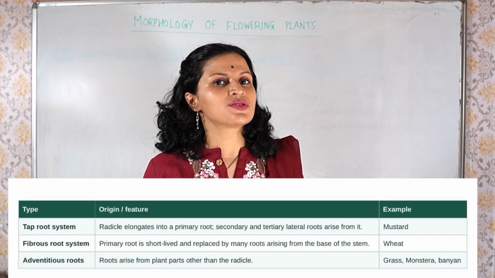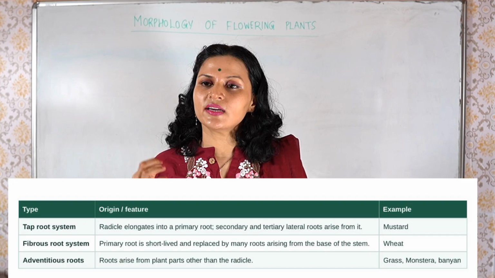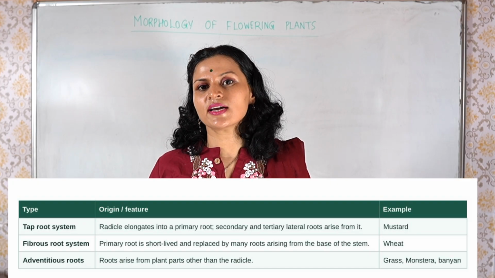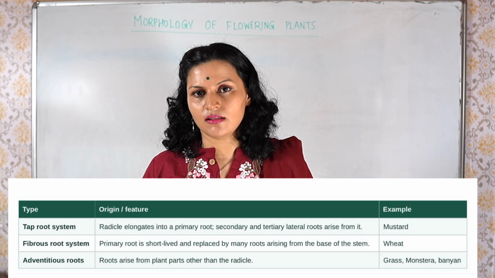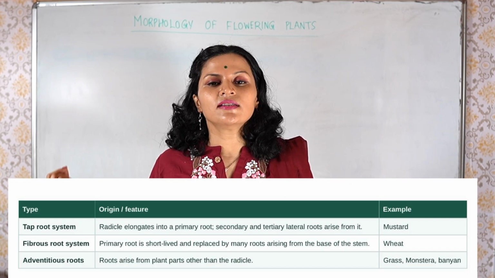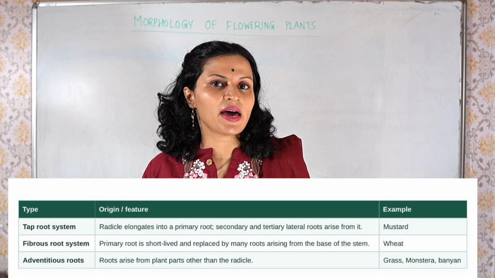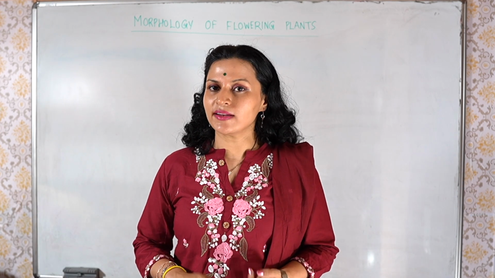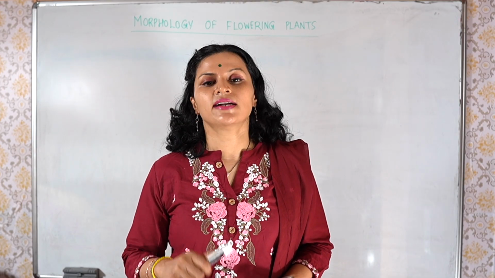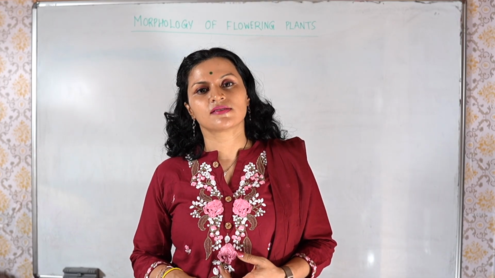Then there is the third root system, which is the adventitious root system. In the adventitious root system, the roots can arise from any other part of the plant other than the radicle. For example, from the nodes, seen in plants like monstera, banyan tree and grasses. Next, functions of the root: absorption, anchorage, storage of food materials and synthesis of plant growth regulators like auxins.